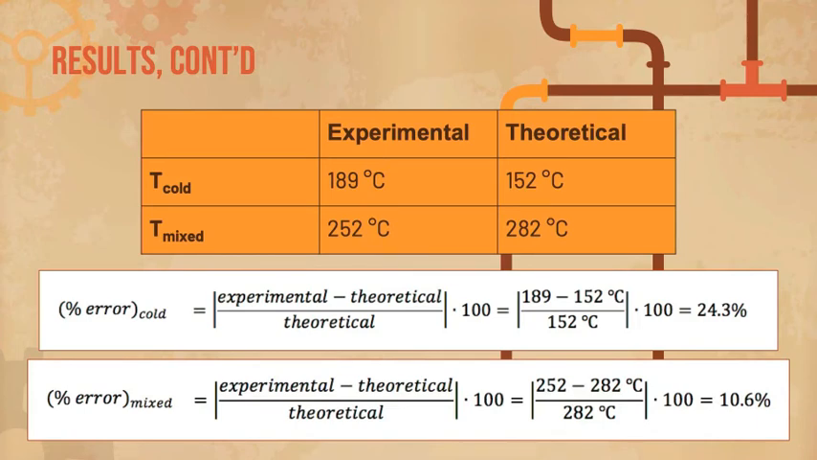Along with the theoretical desire to completely evaporate the feed water at 152 degrees Celsius at its respective saturation temperature, we can find the percent errors of the cold and mixed steam temperatures. The percent error for the cold steam comes out to 24.3%. The percent error for the mixed steam comes out to 10.6%.